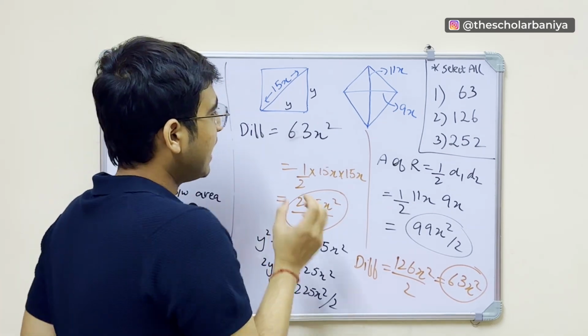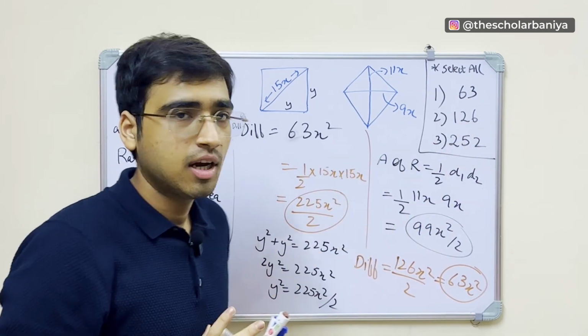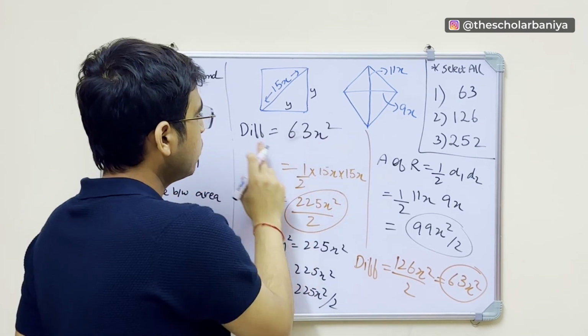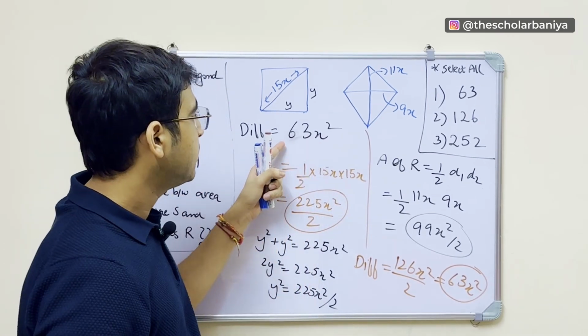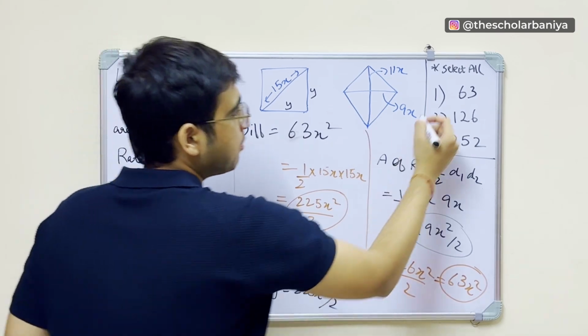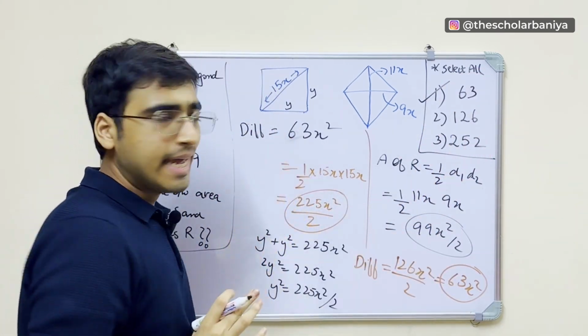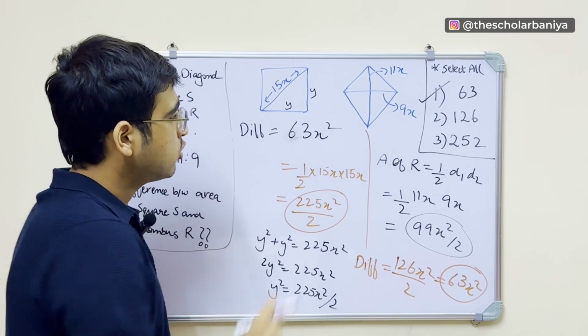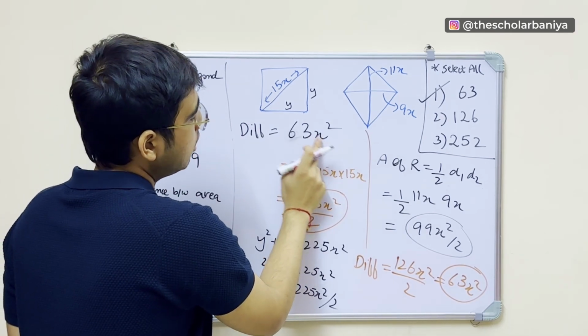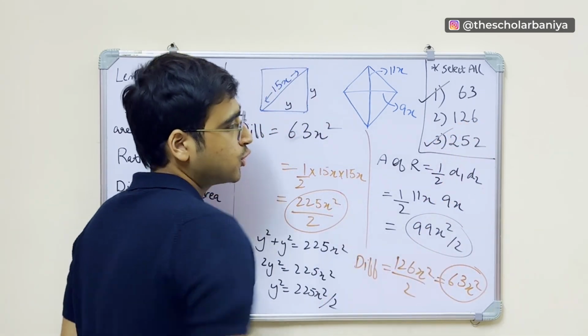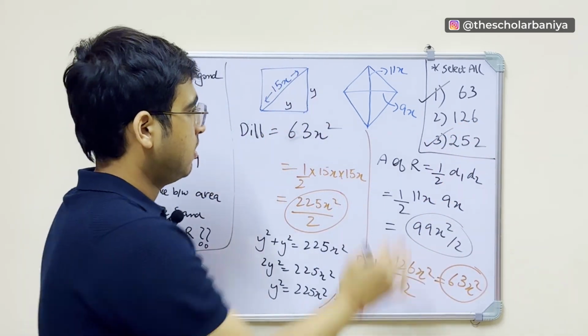Okay, now tell me what can be the different possible answers. If we put x is equals to 1, right? So how much is the difference? The difference will be 63. So this is a possible answer, right? If we put x is equals to 2, so how much is it? 2 square is 4, 4 into 63, which is 252. So 252 is a possible answer.